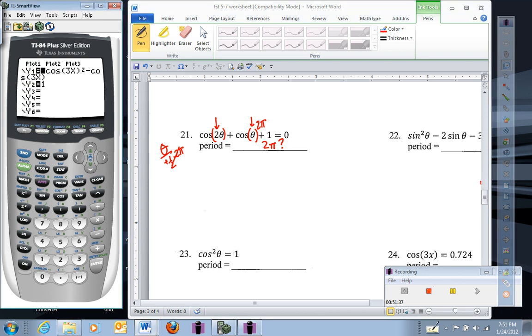Okay, so we're going to go over here to the calculator and we're going to type in the cosine of 2x plus the cosine of x, and then a plus 1. And then we're going to have a 0 for the other component on this side of the equation over here. Okay, so we think the period of this is 2 pi.